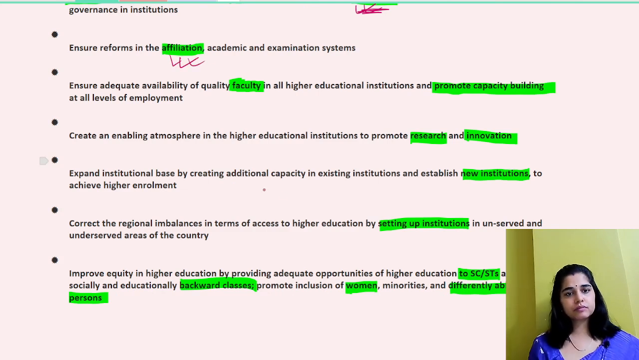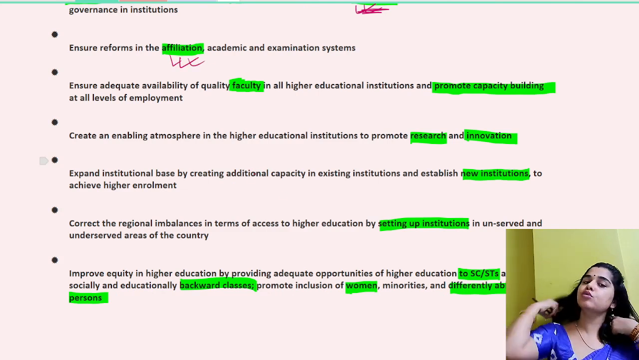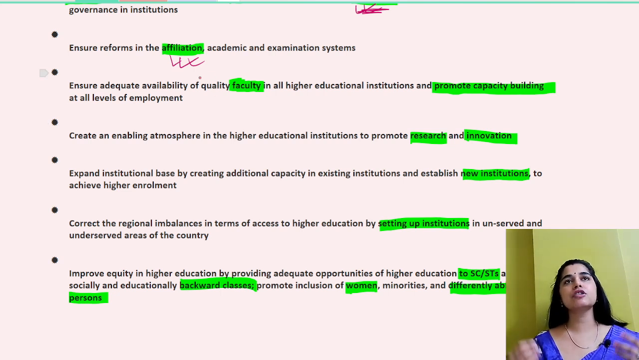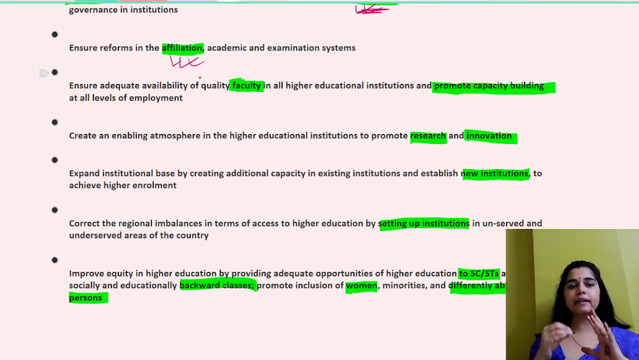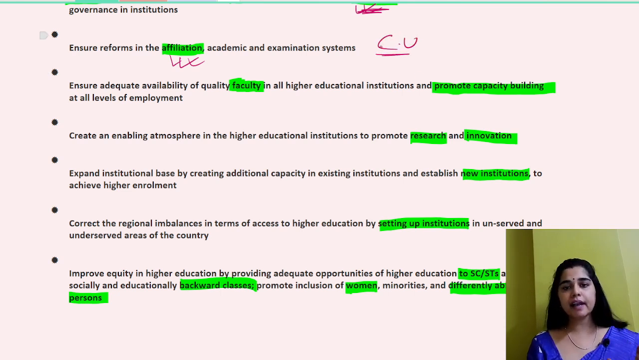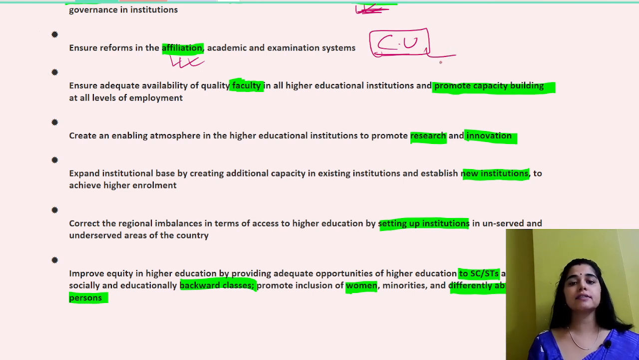What is affiliation? Suppose you are studying, there is a higher body and you are inside that body. Suppose there's Calcutta University. Under Calcutta University, there are lots of affiliated colleges. So they are under Calcutta University. They are affiliated, so the results and marks are issued by Calcutta University. Your mark sheet is also from Calcutta University, from graduation to post graduation, all.